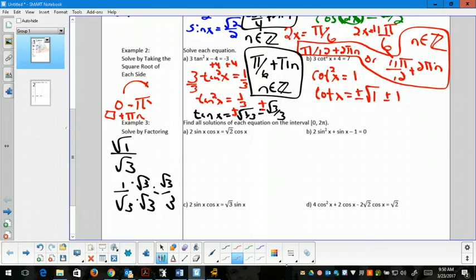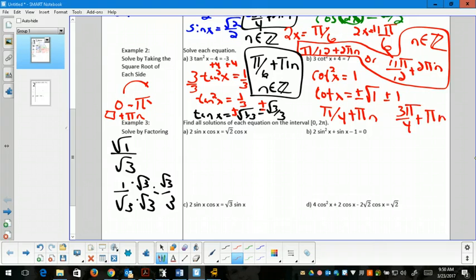All right, so where's cotangent, or even tangent for that matter? 1 and negative 1 would be at pi over 4 and 3 pi over 4. So the positive answer would be pi over 4 plus pi n. And the negative 1 would be at 3 pi over 4 plus pi n.